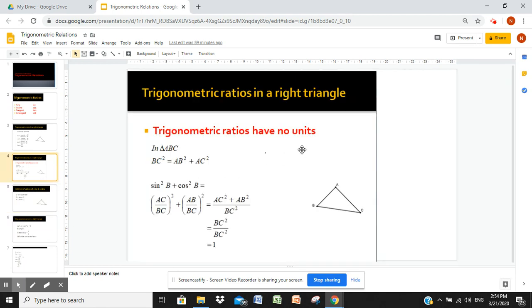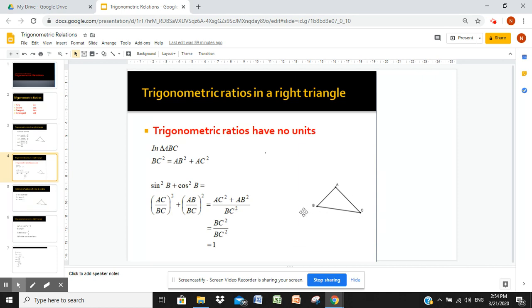Now, the trigonometric ratios have no units because they are ratios of a side over a side. So the units will cancel out, so they will have no units.